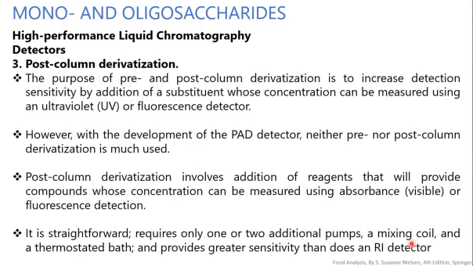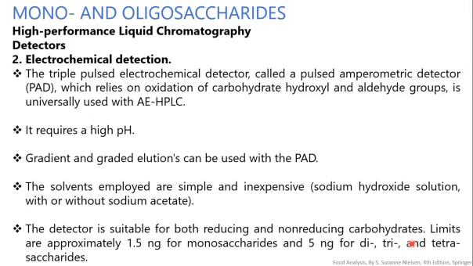Then we have the next one, the electrochemical detector. The triple pulse electrochemical detector, called the pulse amperometric detector, relies on the oxidation of carbohydrate hydroxyl and aldehyde groups and is universally used with anion exchange liquid chromatography. It requires high pH, because in order to oxidize the groups such as the hydroxyl and aldehyde present in the carbohydrate, we require high pH.